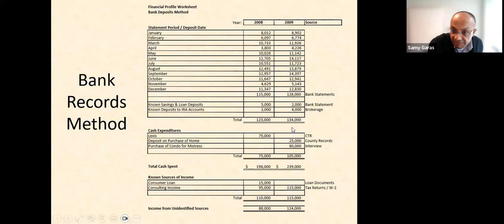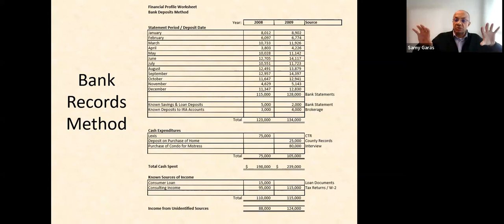And then we do the same for the next year here. From all these deposits, we see the legitimate, known sources of income. So here we get a total of 110 that comes from loan and consulting income. Then we subtract: 198 minus 110, we get 88 from unknown sources. And the same thing for the next year. We get the total cash spent, 239 minus 115, we get 124.